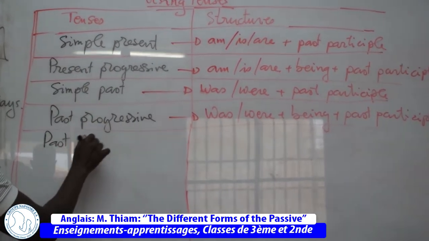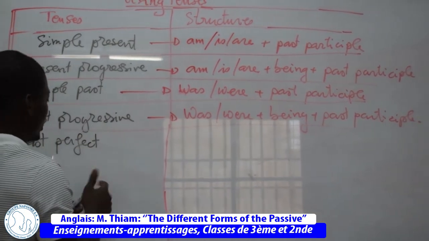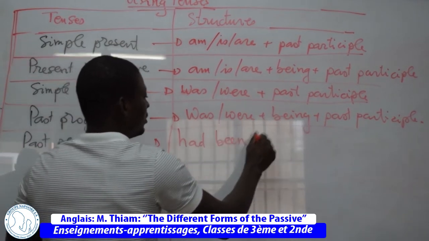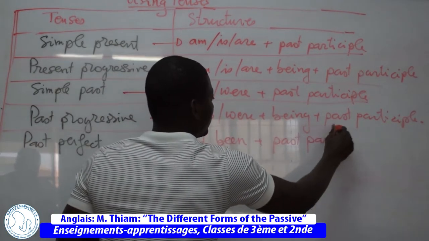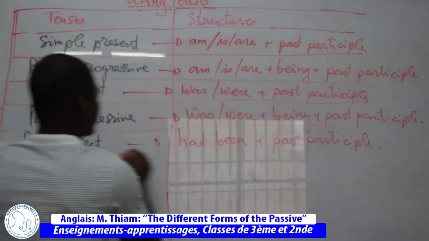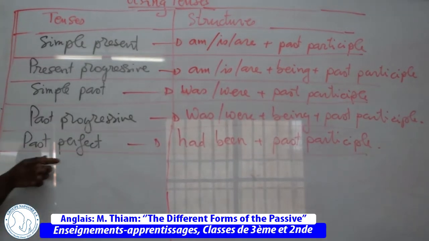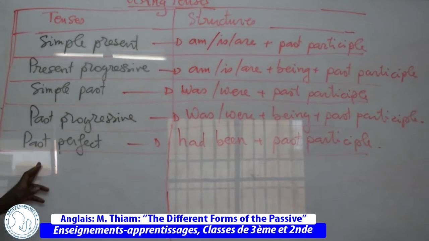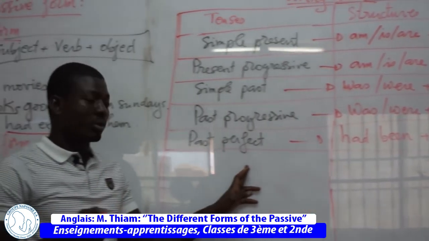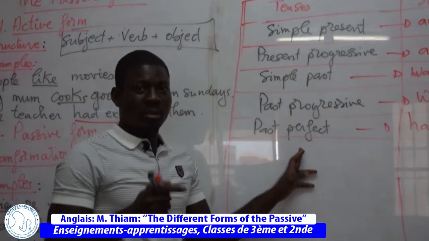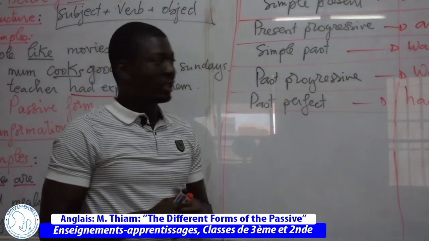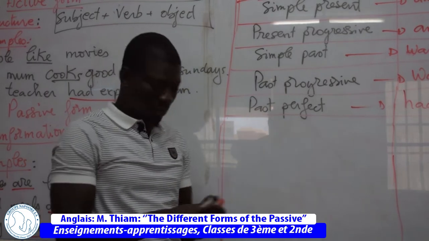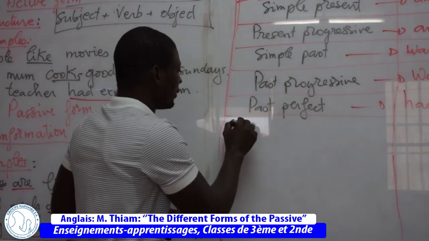Past perfect. The structure of the past perfect in the passive form is had been plus past participle. Okay? Right. We had simple present, present progressive, simple past, past progressive, past perfect, but we will skip the past perfect progressive because the past perfect progressive is not applicable in the passive form. We cannot use the past perfect progressive in the passive form. So we will jump to the future with will.